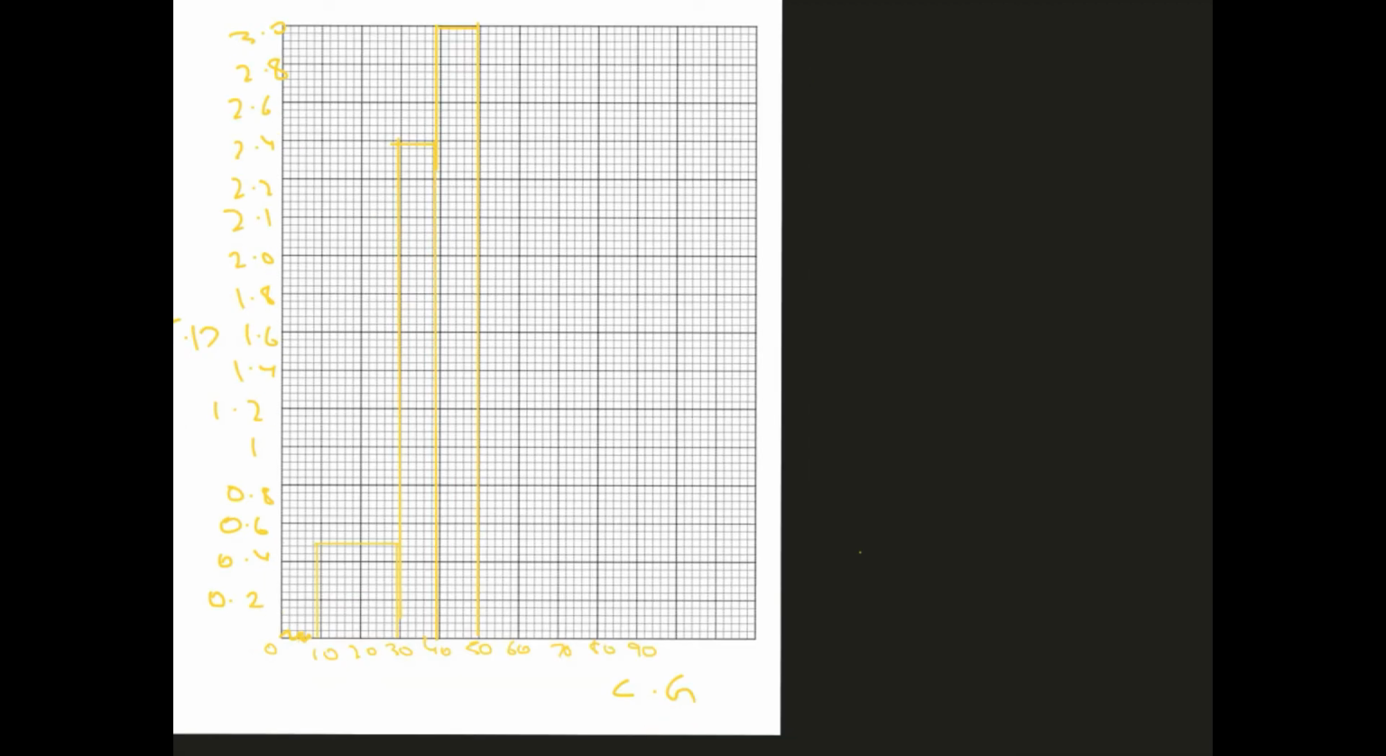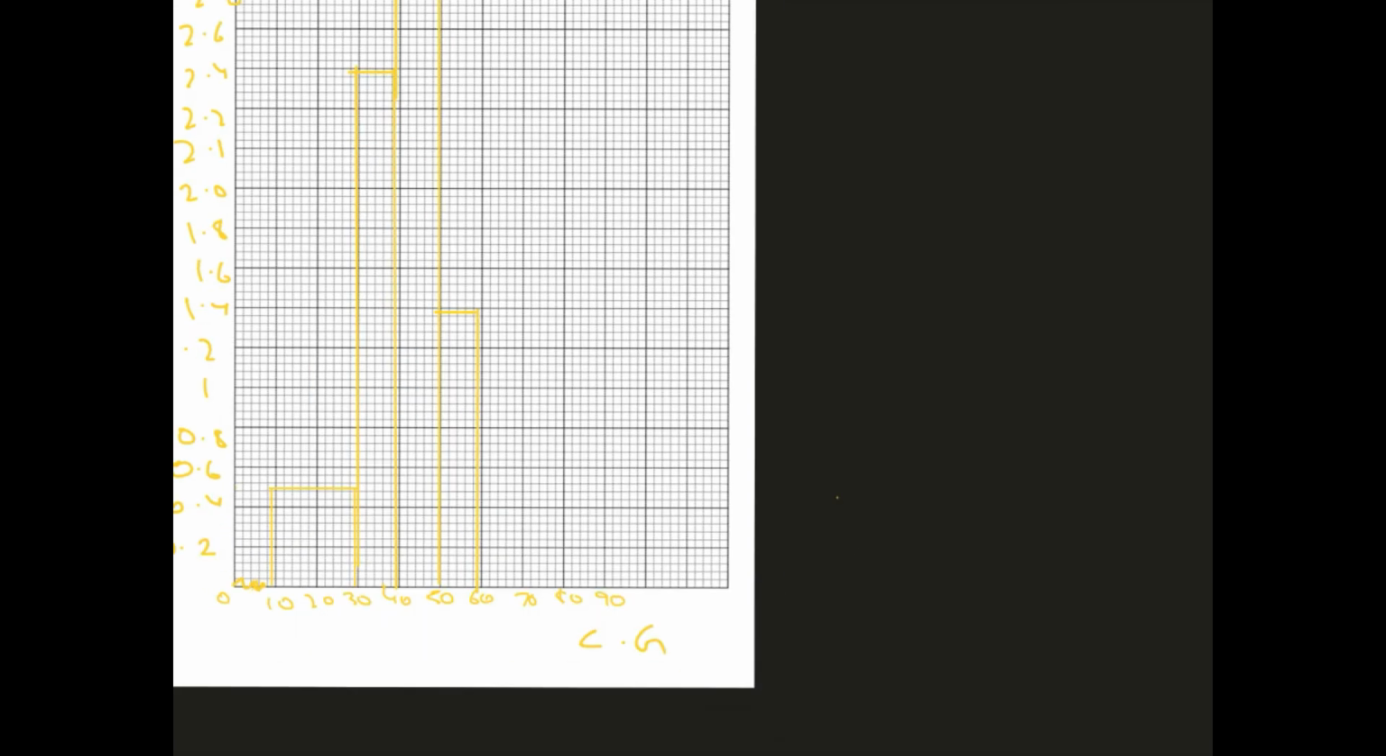So our next one is from 49.5 to 59.5 for 1.4. So we'll draw a vertical line up to 1.4. This is 1.4. And then our last column is from 59.5 to 89.5 up to 0.4. So this is what our final histogram will look like.